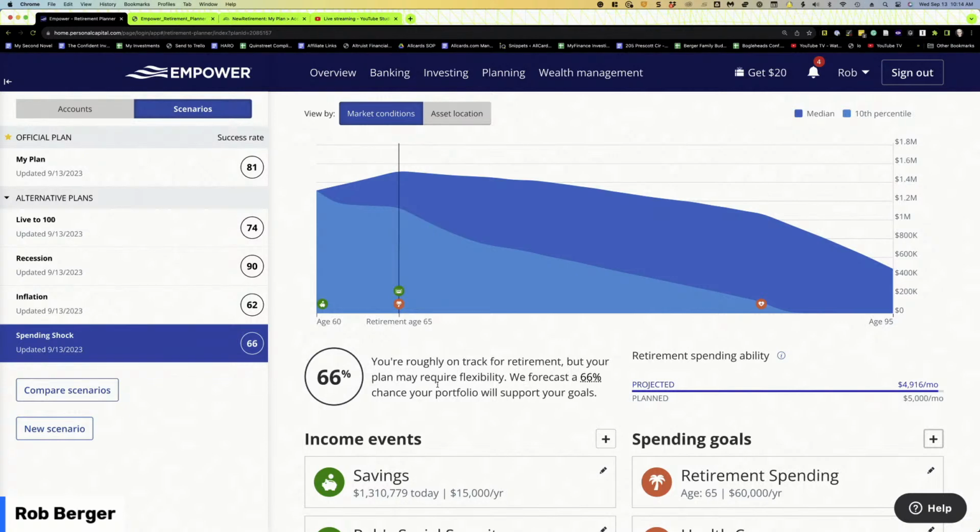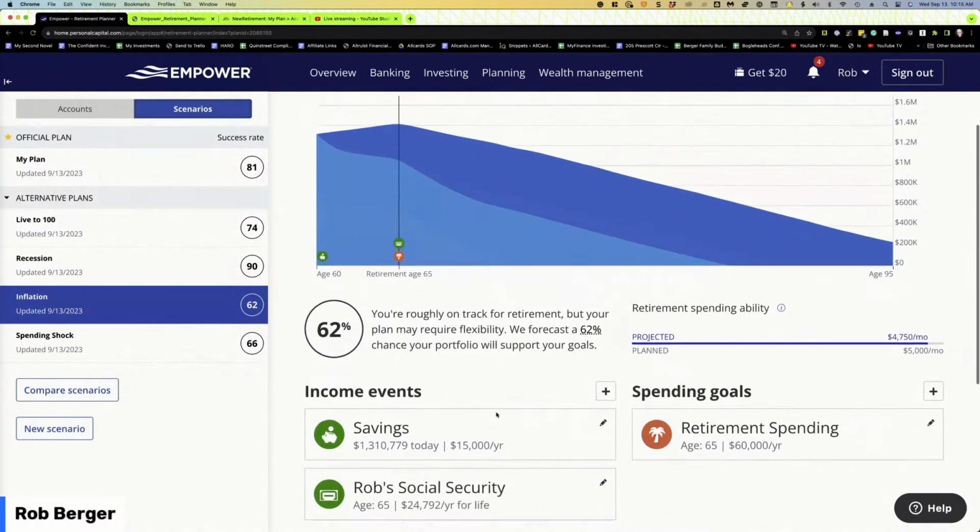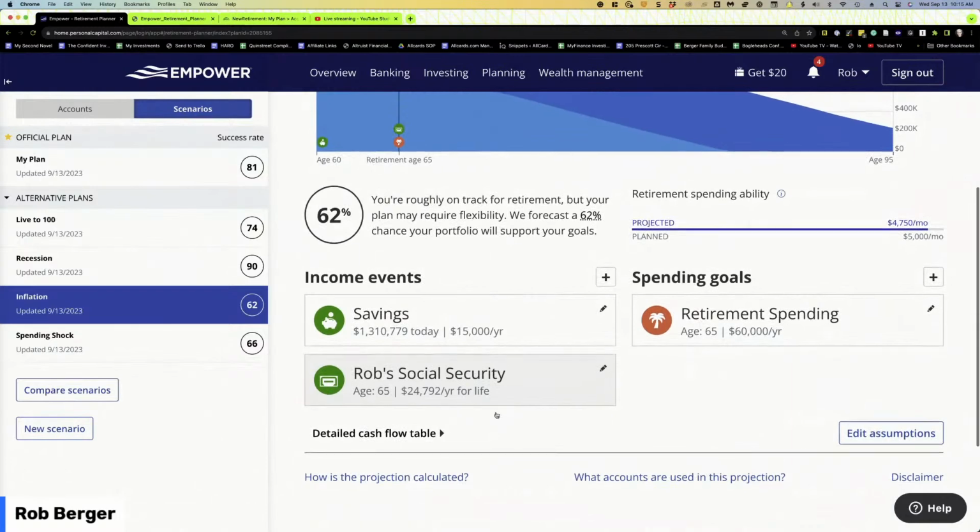But here's where we can now run some what if scenarios to maybe address these. And we'll pick inflation since it ended up with the lowest chance of success, 62%. Now this is in a way maybe the hardest one, I think, to address, because it's just a consistent every single year you're spending more money and it never ends. Well, it does when you die. So what can we do about that?